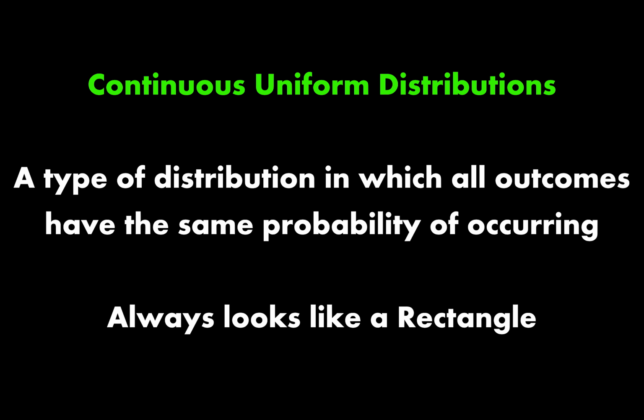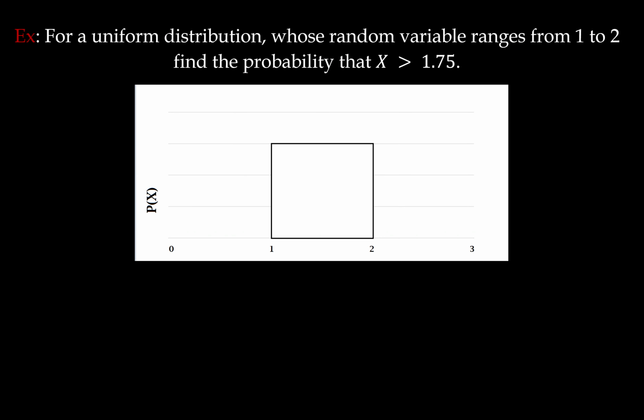Before we do another example, I want you guys to know the technical term for a continuous probability distribution that has the same probability for all values of x. We call this a uniform distribution, and its shape is always a rectangle. Let's try another example.